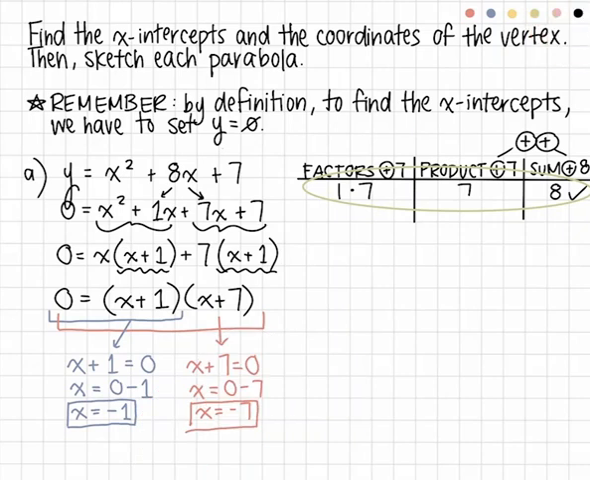So, therefore, let me write it down here. The x-intercepts are -1 and -7. Great, so we did the first part of the question, which was finding the x-intercepts. Now we have to find the coordinates of the vertex. So we're going to find the x-coordinate of the vertex. Oh, I just realized you can't really see my two numbers at the bottom there. My apologies.